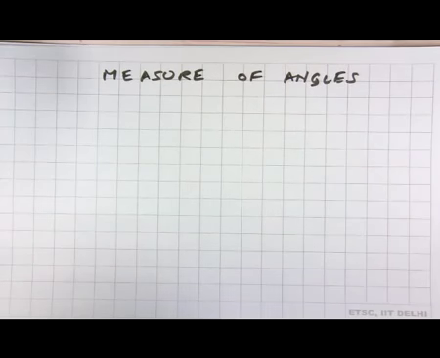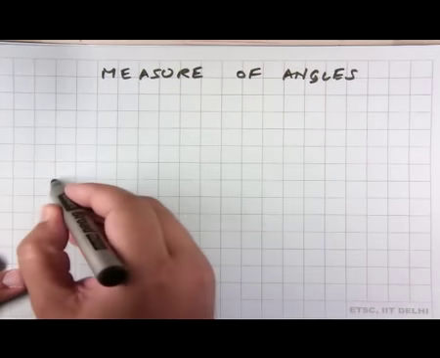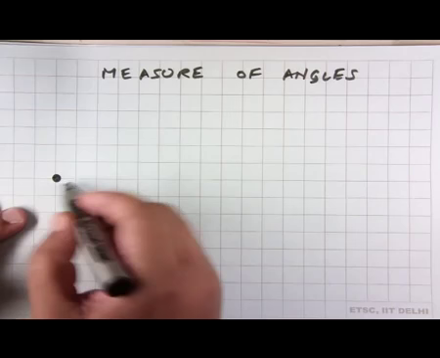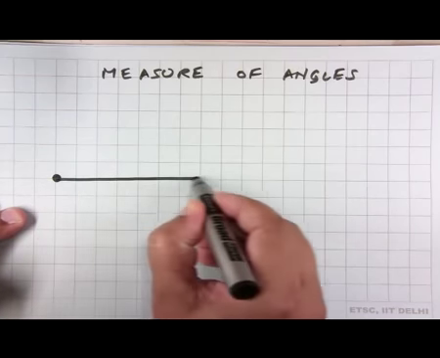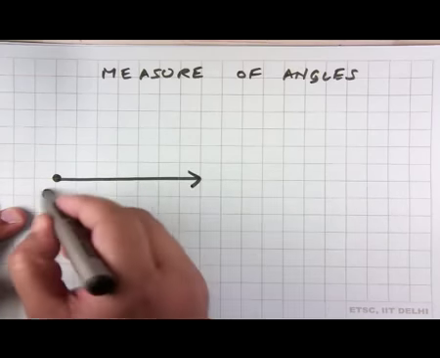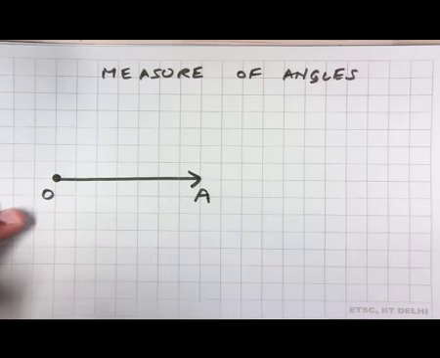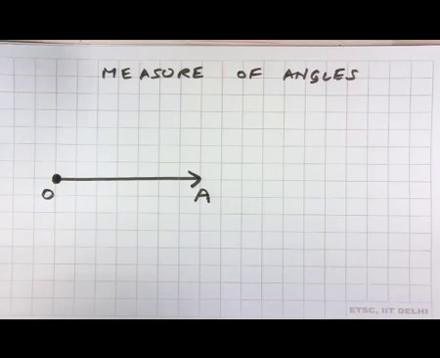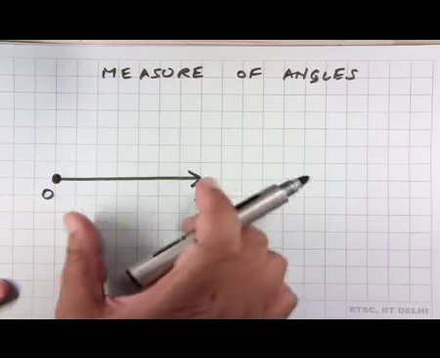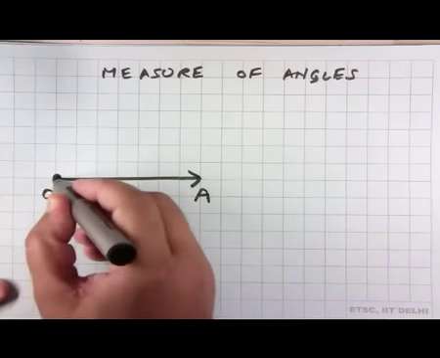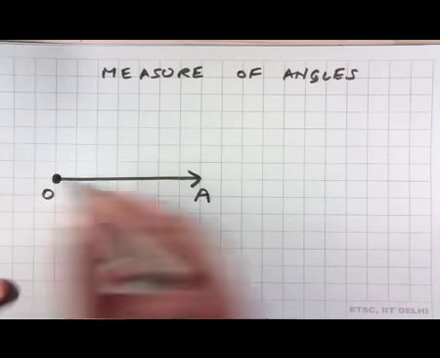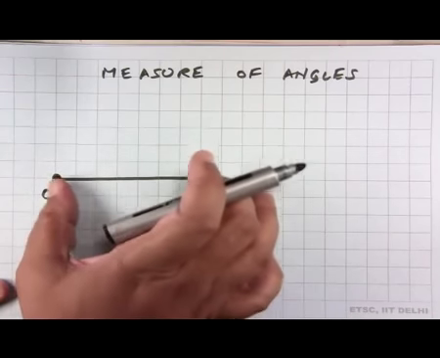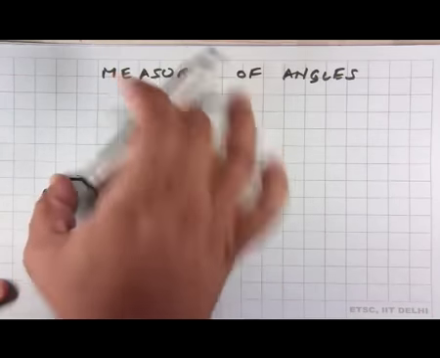But before that, let us define what an angle is. Now, consider this ray OA. So, this is a ray, and let us say that we rotate this ray about this point O. We will keep this point O fixed, and then we will move A like this.